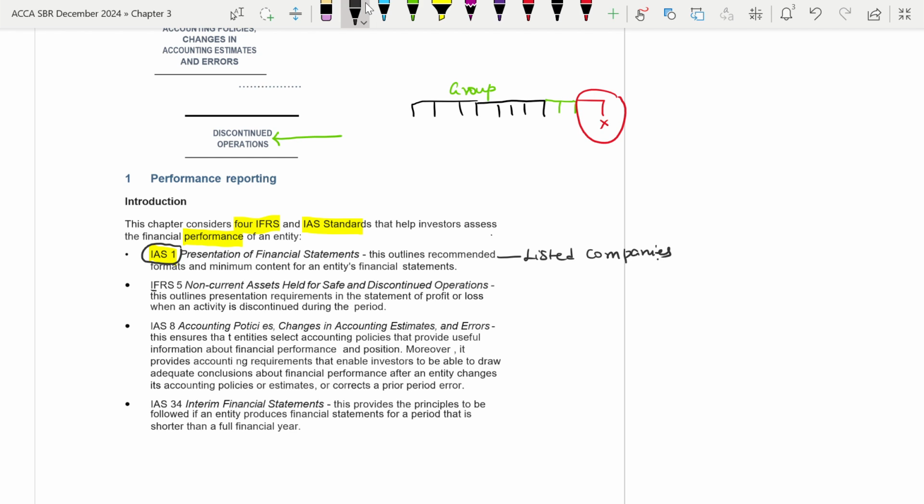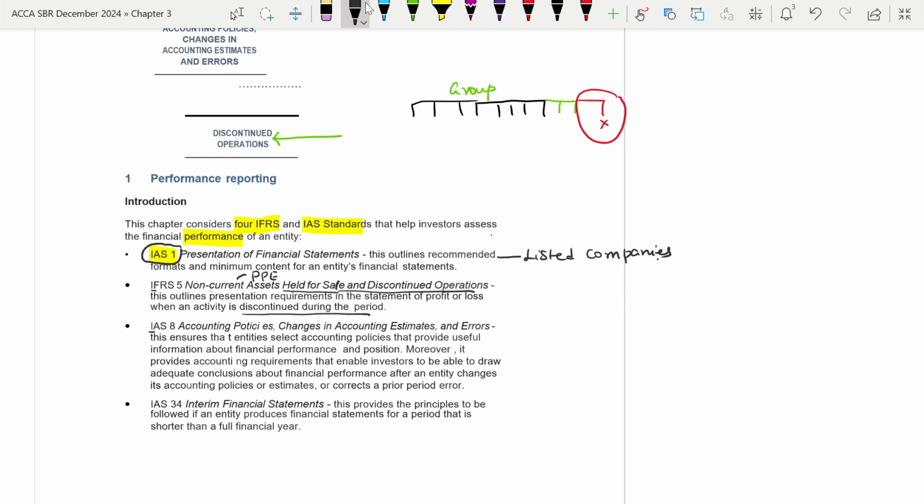Okay. The second one: the first time we are using IFRS 5, non-current assets held for sale and discontinued operations. When the activity is discontinued during the period, non-current assets, property, plant and equipment, held for sale. If you identify that we are going to sell it in the next 12 months, the moment there is a decision that it has to be sold in the next 12 months. Again, there is a criteria on how we have to identify it, specifically with respect to discontinued operation.